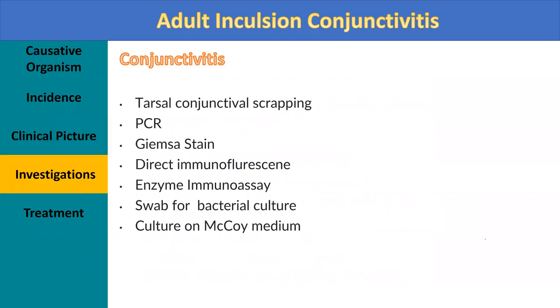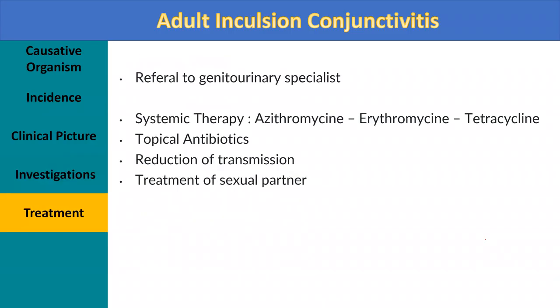Investigations are not needed, but if you are in doubt, you can do tarsal conjunctival scraping, PCR, Giemsa stain, direct immunofluorescence, enzyme immunoassay, swab for bacterial culture, and culture on McCoy medium, which is very specific for chlamydia. Treatment will be the same as acute conjunctivitis.